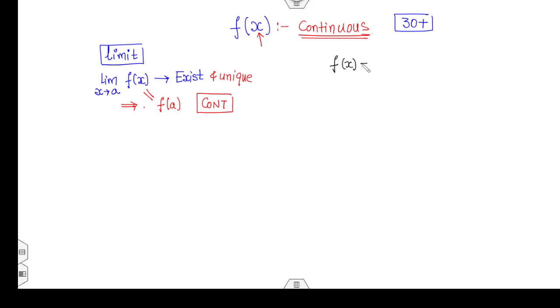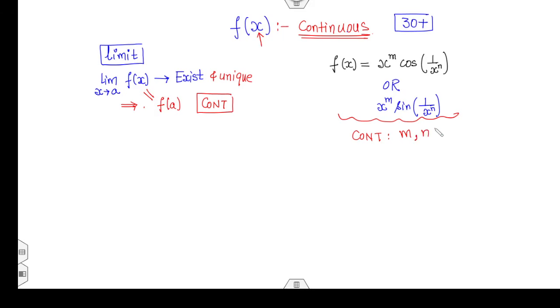I will tell you a few shortcut tricks. Whenever you have x raised to power m times cos(1 over x raised to power n), or the function x raised to power m times sin(1 over x raised to power n), then this function is said to be continuous whenever m and n are greater than 0. On the other hand, these two functions are said to be differentiable whenever m is greater than n.